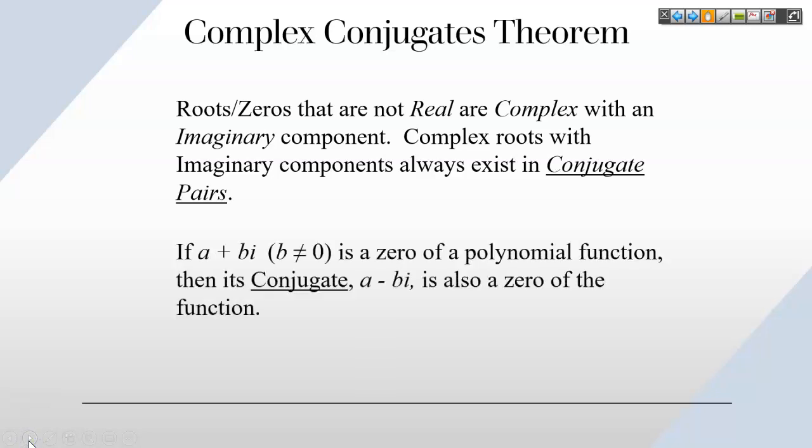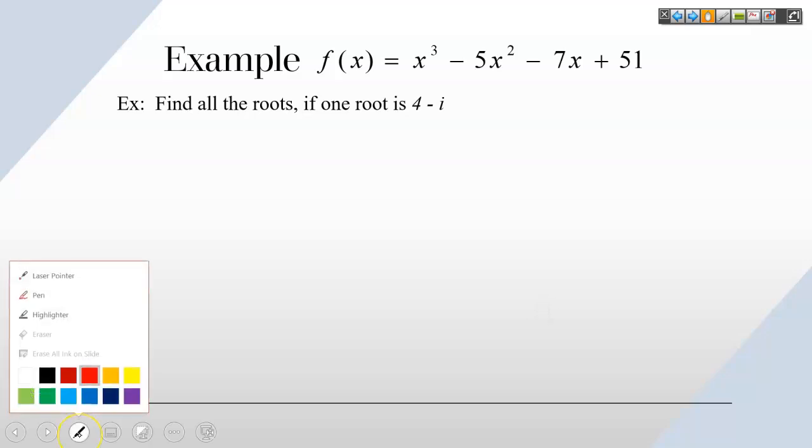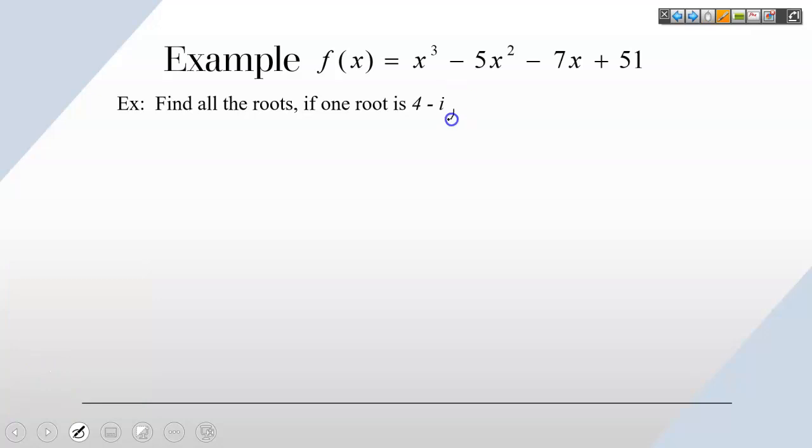So if one root is a plus bi, then its conjugate pair a minus bi is also a zero of the function. So what that means is if one root is 4 minus i, then another root is 4 plus i.